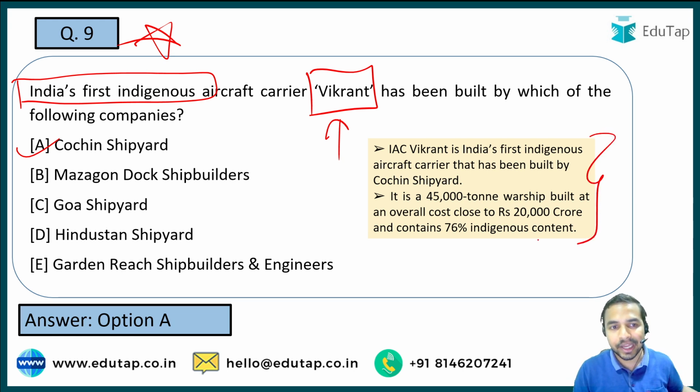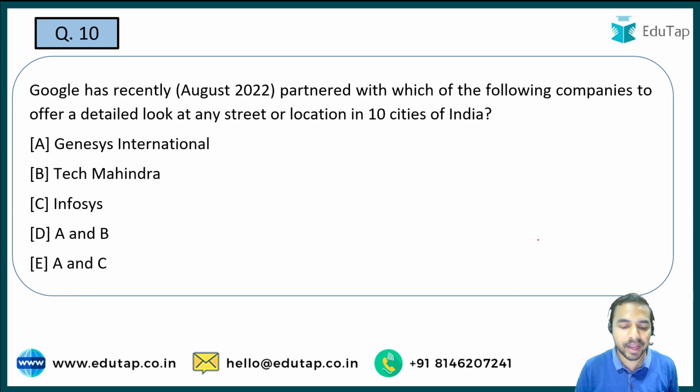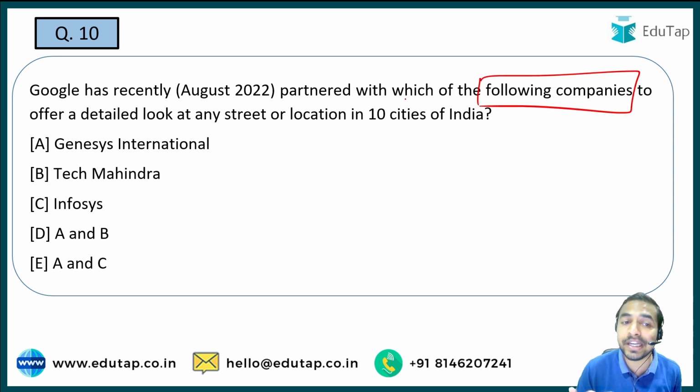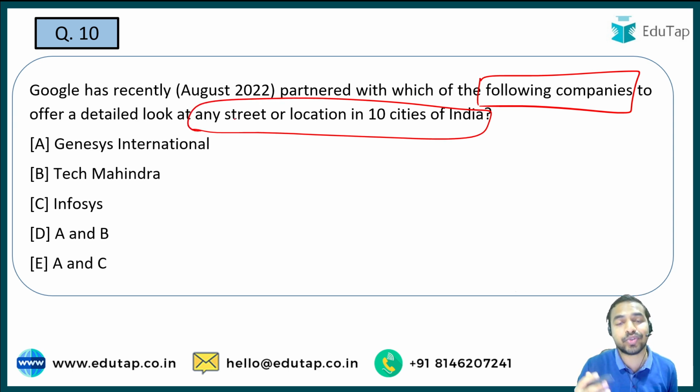Now let's move on to the next question, and the next question is: Google has recently partnered with which of the following companies to offer a detailed look at any street or location in 10 cities of India. So we all know that Street View is coming in India. So now you are required to tell me कि कौन सी companies के साथ उसने यहाँ पर recently partner किया है for this particular purpose. So here the options are Genesis International, Tech Mahindra, Infosys. Option D is saying both A and B, and option E is saying both A and C.